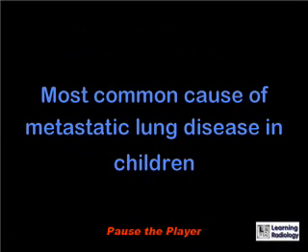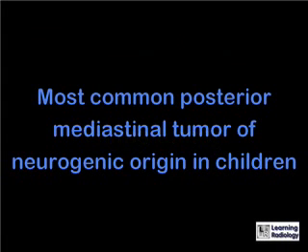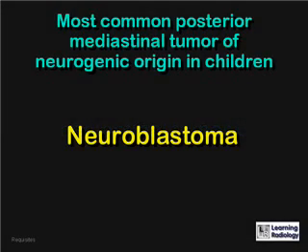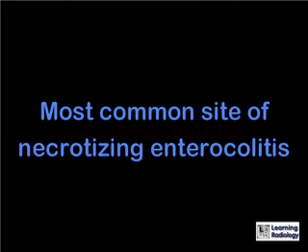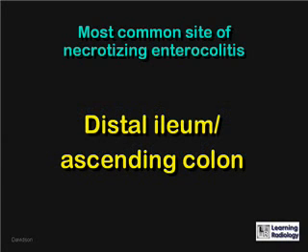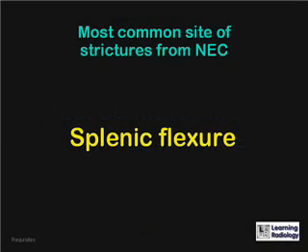What is the most common cause of metastatic lung disease in children? Wilms tumors. What is the most common posterior mediastinal tumor of neurogenic origin in children? A neuroblastoma. Gastrointestinal. What is the most common site of necrotizing enterocolitis? The distal ileum or ascending colon. What is the most common site of a stricture from necrotizing enterocolitis? The splenic flexure of the colon.